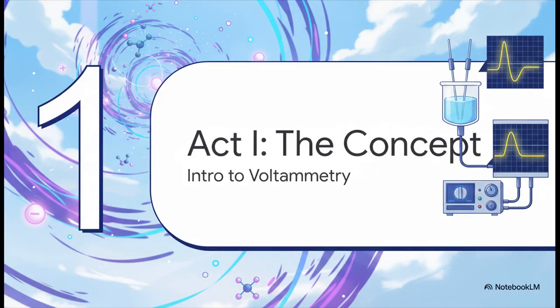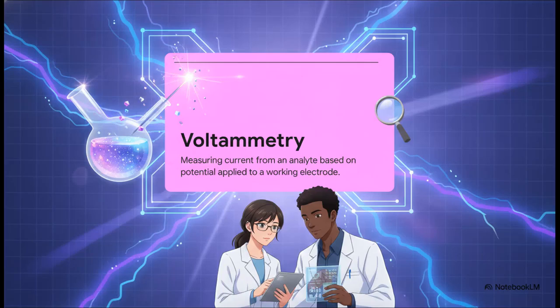All right, Act 1, the concept. So what actually is voltammetry? At its core, it's about measuring the current produced by an analyte as a function of the potential, or the voltage, that we apply to a working electrode. Fundamentally, we're forcing a chemical change to happen. By applying this potential, we're electrochemically reducing or oxidizing an electroactive species right there at the electrode's surface. We're deliberately altering its concentration and then just watching how it reacts.